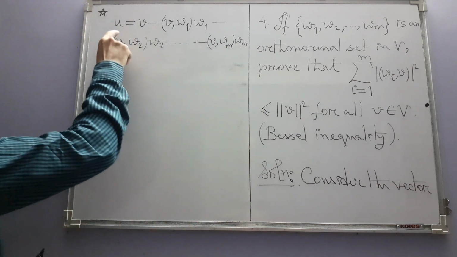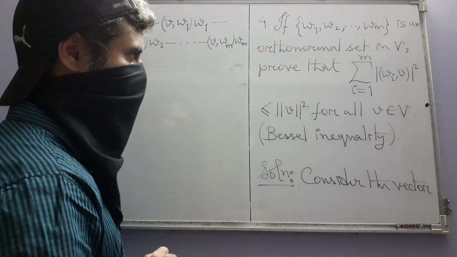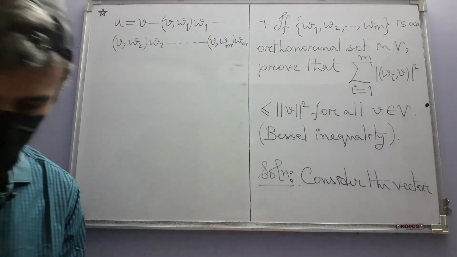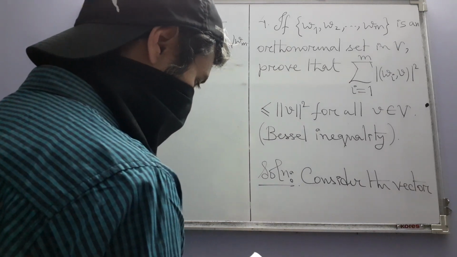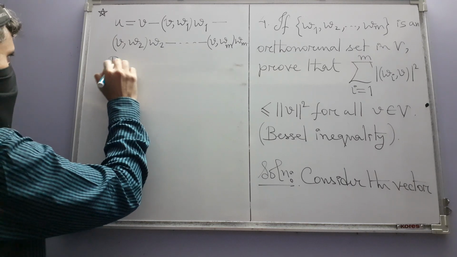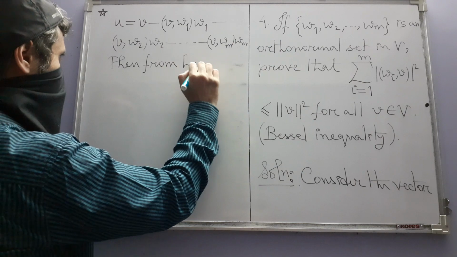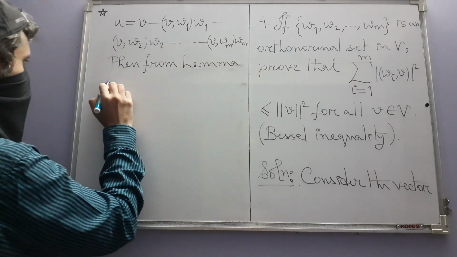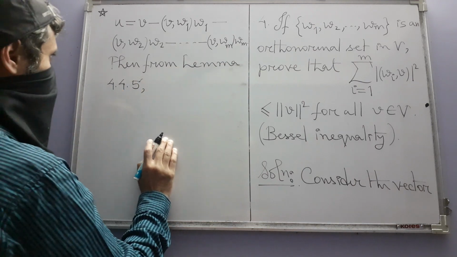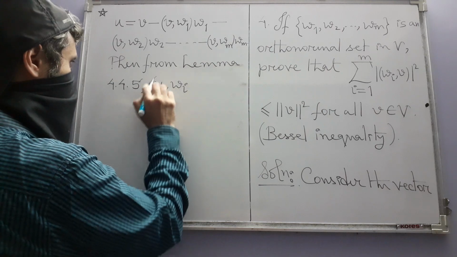In that sense, this u is going to be orthogonal to all the wi's, and this is in fact the result that we have seen in lemma 445. Then from lemma 445, this u is going to be orthogonal to all the wi's.